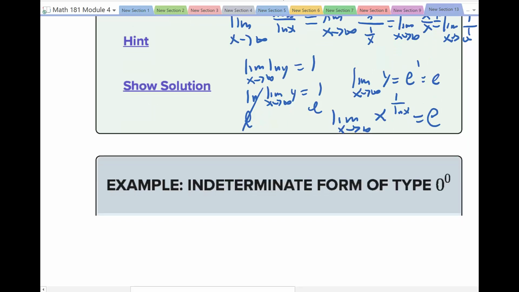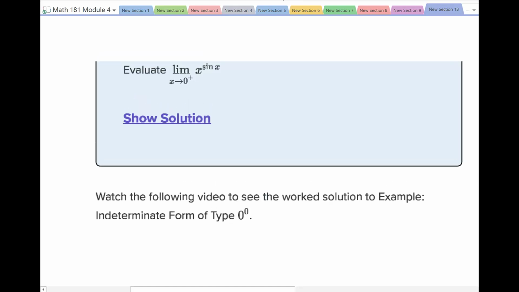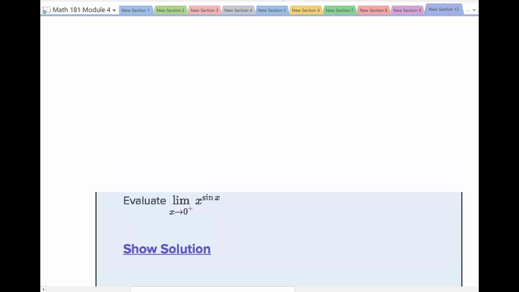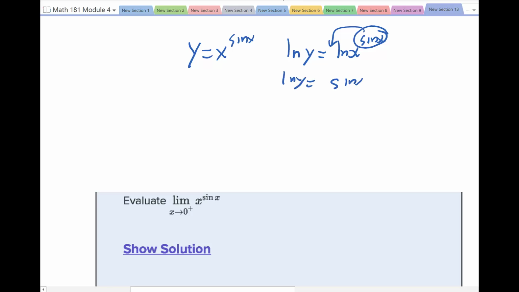Okay, now we have the case 0 to the 0 power. We'll look at that. So we have the limit as x approaches 0 from the right of x to the sine x. So again, we'll say y equals x to the sine x. So natural log of y equals the natural log of x to the sine x. So this becomes a coefficient. So the natural log of y equals sine x times the natural log of x.